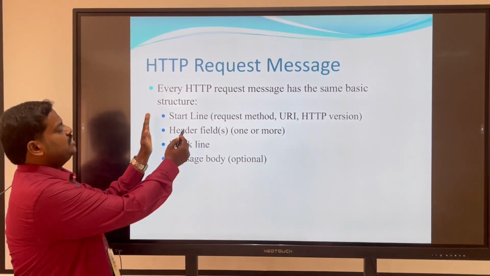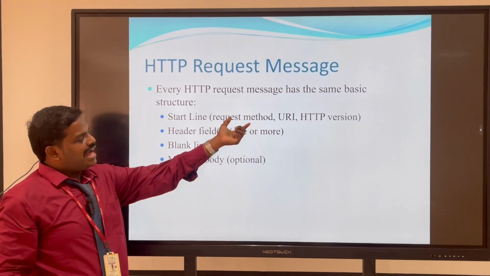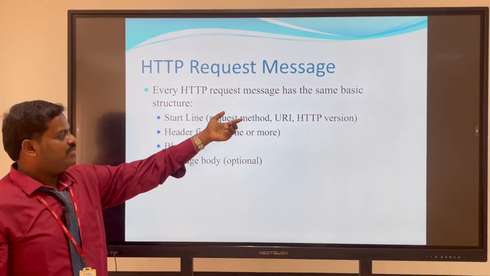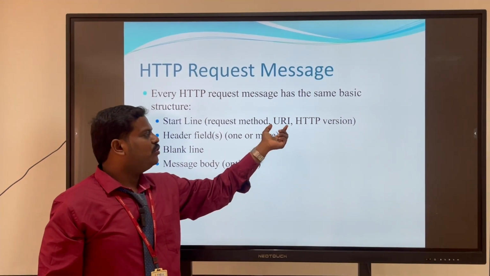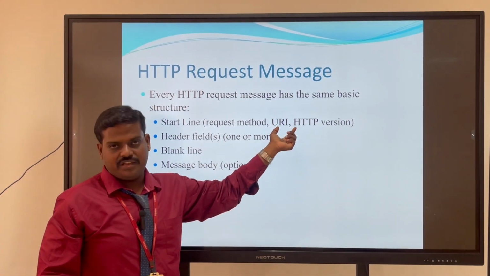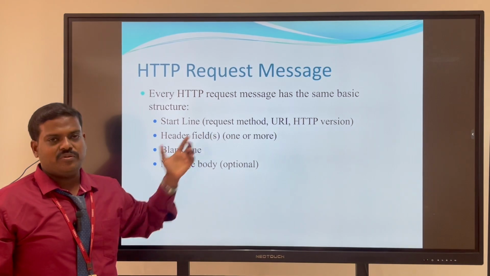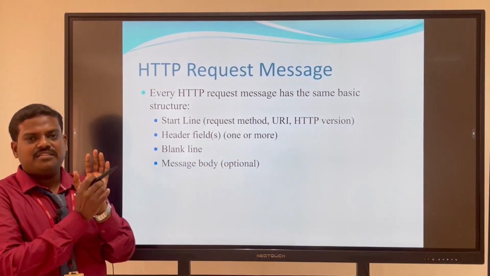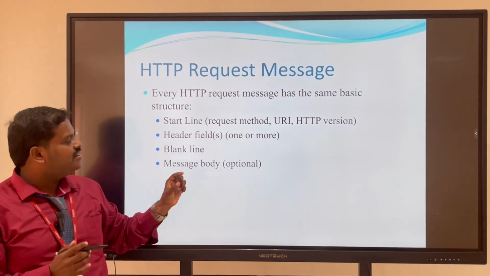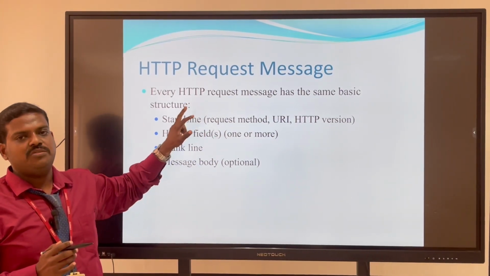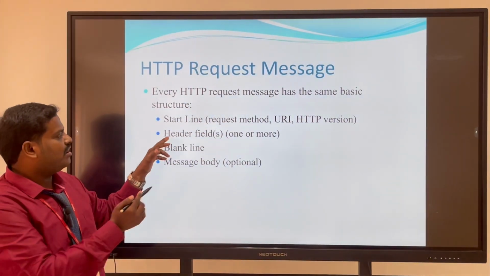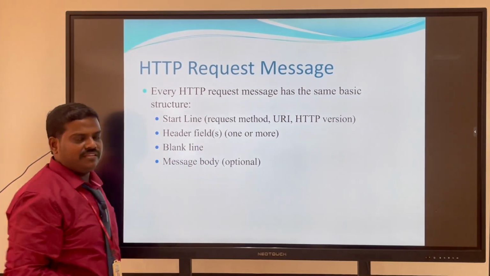Now, what is the start line? The start line may contain a request method, a URI, and an HTTP version. URI is the uniform resource identifier. What is the request method? We have two main methods: the GET method and the POST method. First we concentrate only on the GET method.